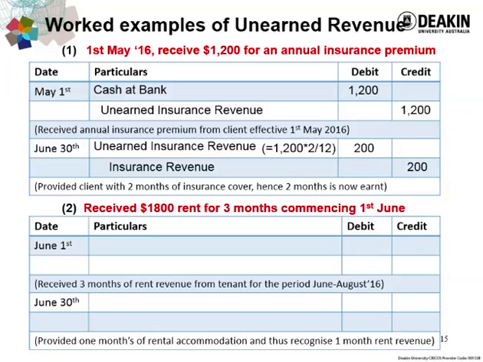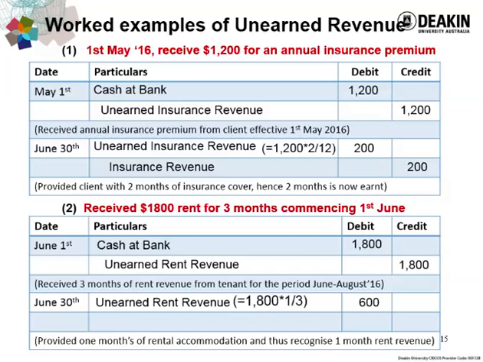Another example, when you receive $1,800 rent for 3 months on 1st of June, we will debit cash at bank, credit unearned rent revenue $1,800. Then on 30th June, we will perform the adjusting entry. We debit unearned revenue and credit rent revenue of $600. And this is calculated as 1,800 multiplied by 1 divided by 3 because we have earned 1 month rent.